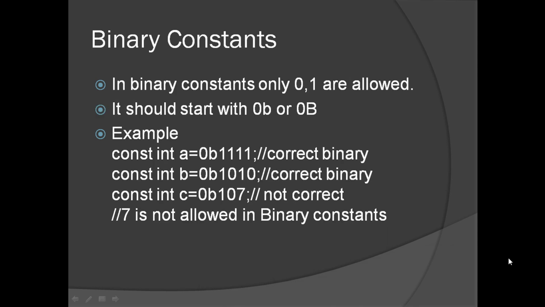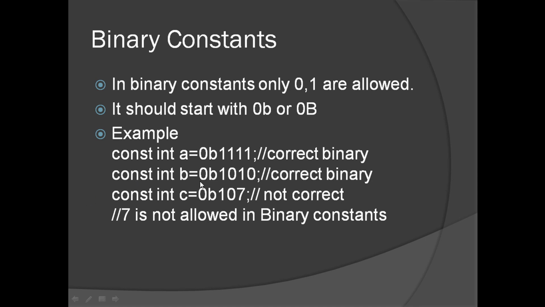The next type of constants are binary constants. In binary constants, only 2 digits are allowed. It is 0 and 1. It should start with 0b or 0B. Let's see some examples so that we can understand binary constants. So const int a is equal to 0b. That means we have to prefix with 0b, and then we can give the zeros or ones. So 1111. That means 15 in decimal. This is a correct binary constant.